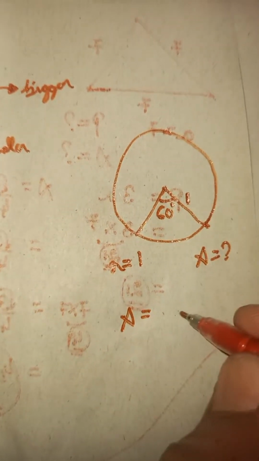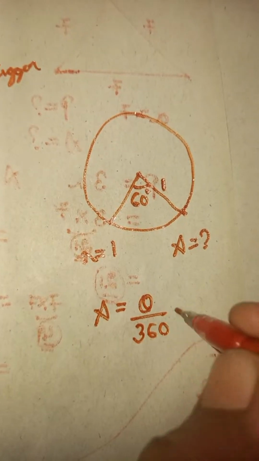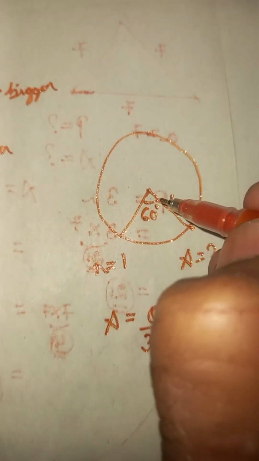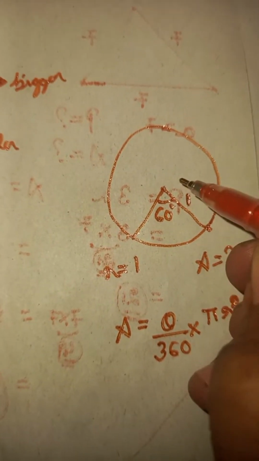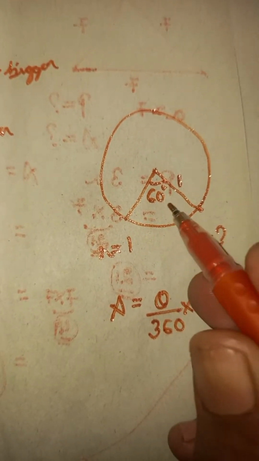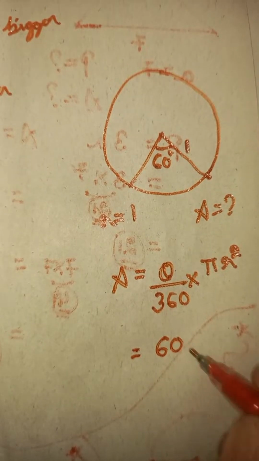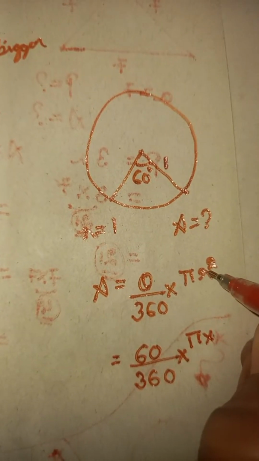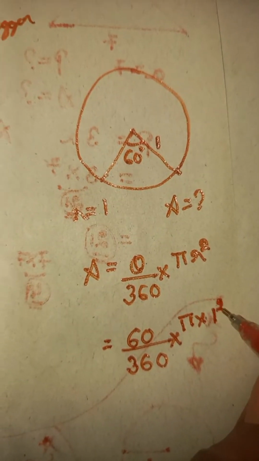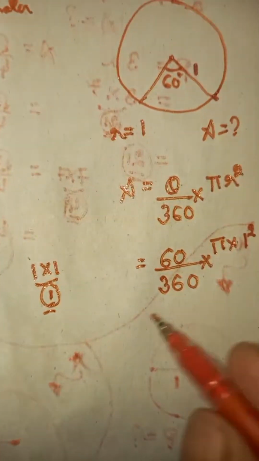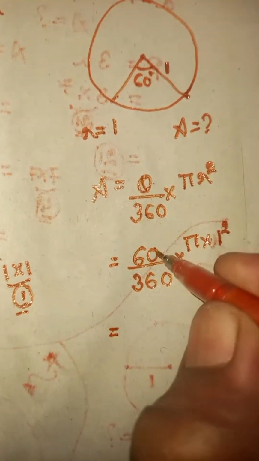The area of a sector of a circle can be written as theta by 360 times pi r square. Pi r square is the complete area of the circle, and the complete angle around the circle is 360 degrees, and the angle we need is the angle of the sector. Here it is 60 degrees, so it becomes 60 by 360 times pi times radius square. The radius is 1 unit, so 1 square is 1 times 1, which remains as 1. So here it is equal to 60 by 360.